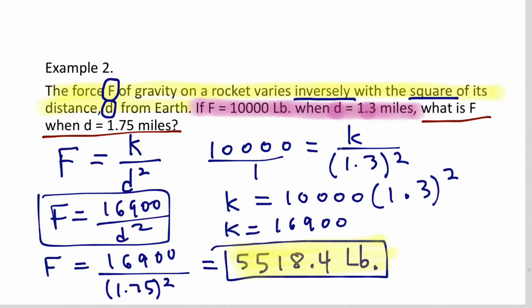Once again, to summarize, the first step of this problem is to use your full set to find your k, your constant of variation. Your second step is to answer the question being asked, what is f when d is given? Or it could have said, what is d when f is given? Either case.